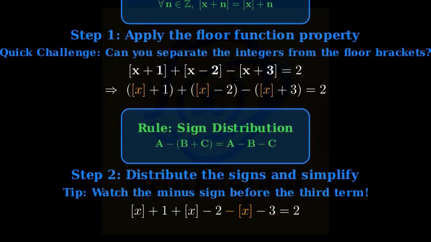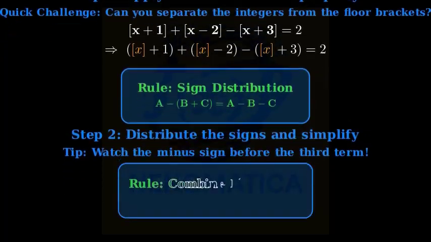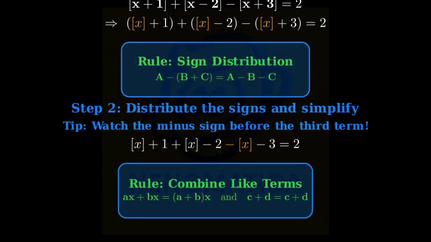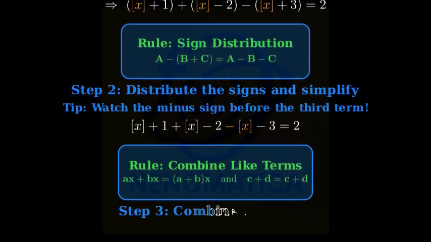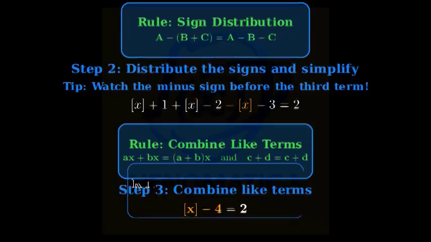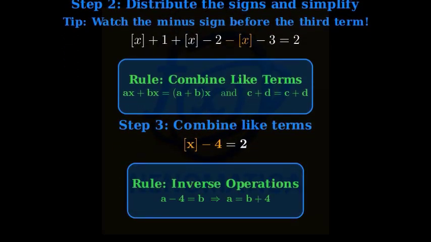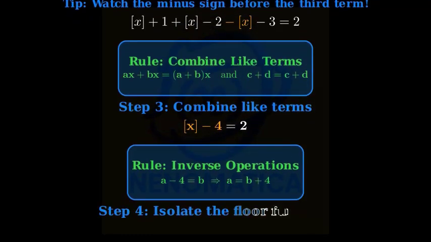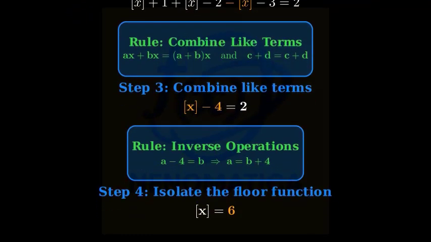Play button step 3. Combine like terms. We recall that like terms can be added or subtracted. Then the heading. Combine the x terms and the constants. Play button step 4. Isolate the floor function. We add 4 to both sides to isolate the floor. Then the heading. Perform the operation to isolate the floor.